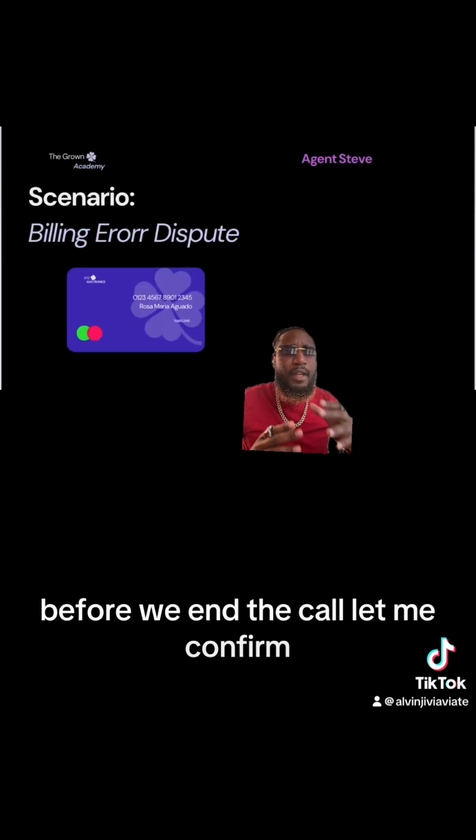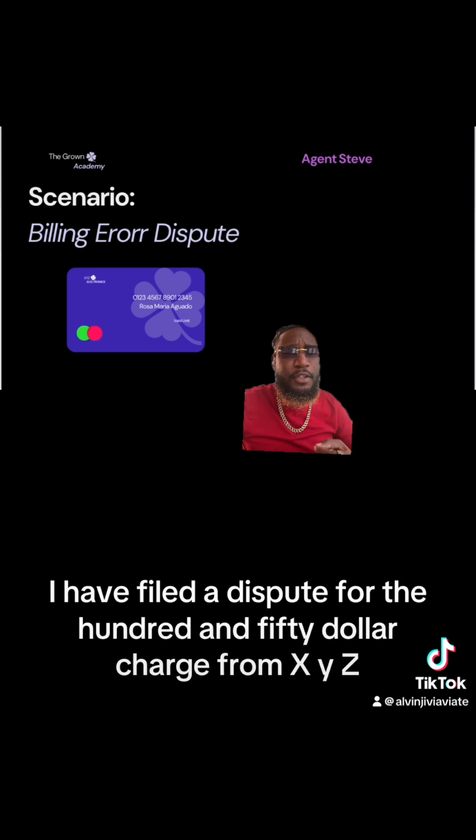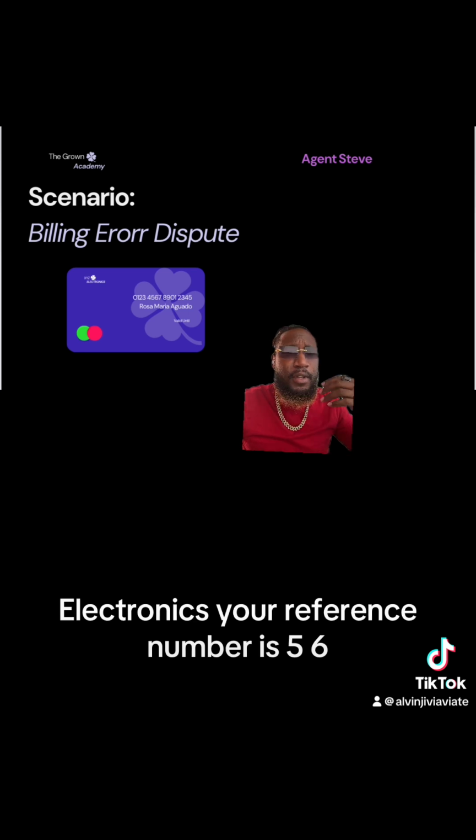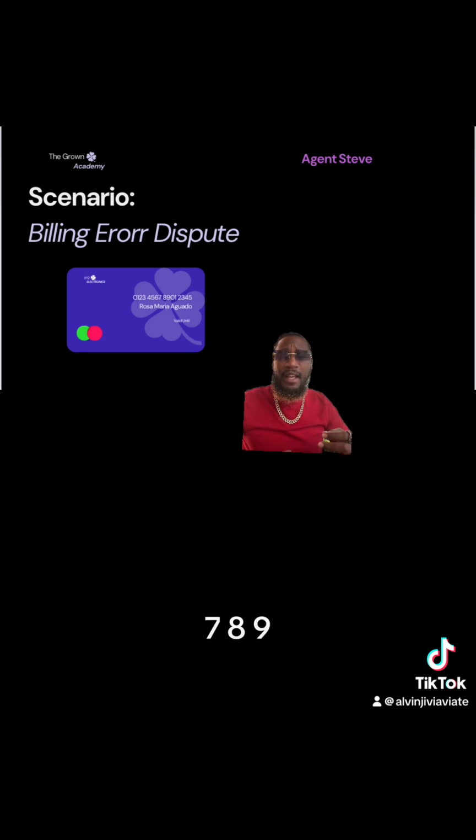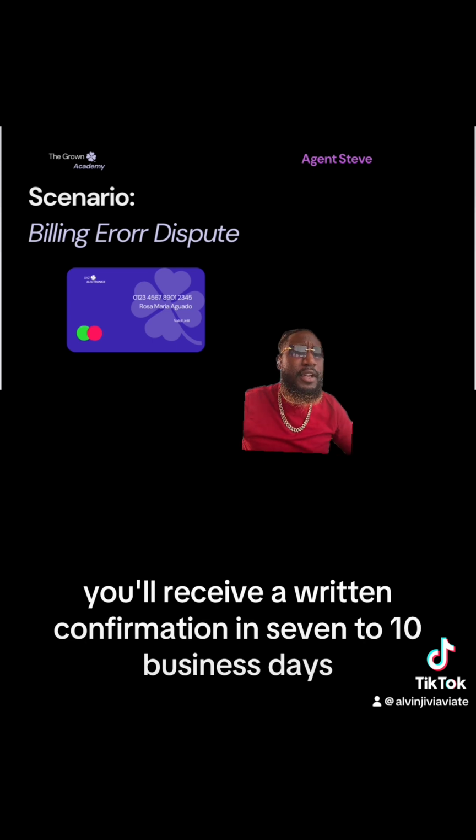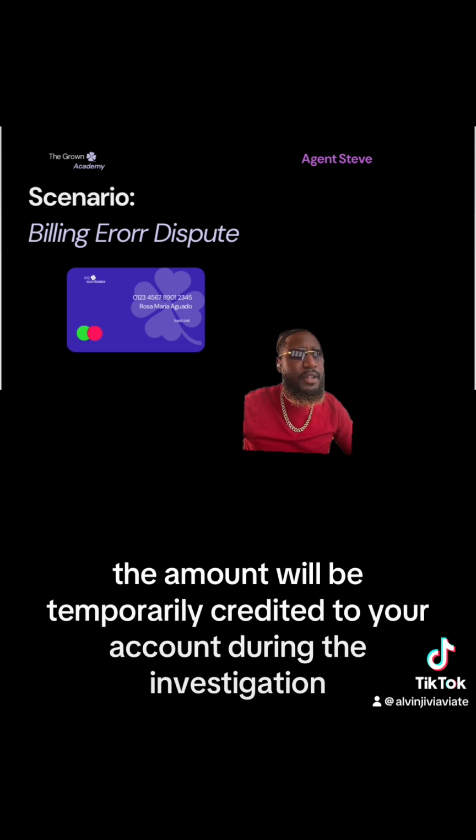Before we end the call, let me confirm. I've filed a dispute for the $150 charge from XYZ Electronics. Your reference number is 56789. You'll receive a written confirmation in 7 to 10 business days. The amount will be temporarily credited to your account during the investigation.